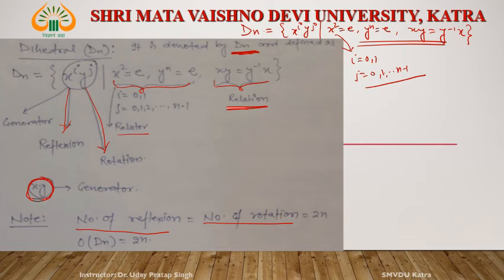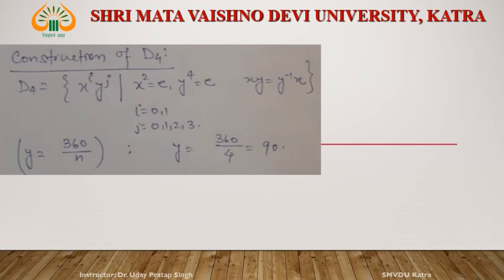Let us consider how we construct D4. What is Dn? We already discussed: x^i y^j, x squared is e, and here n is equal to 4, so y^4 is equal to e, and xy equals y inverse x.